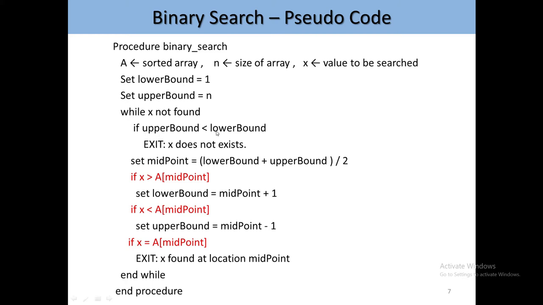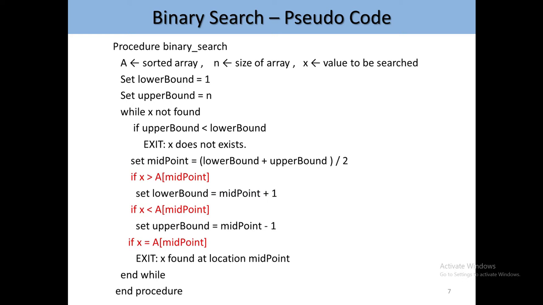If upper bound is less than lower bound, we have to exit. That means X does not exist. When this condition happens, upper bound is less than lower bound, that means the list is empty. So we cannot perform this binary search algorithm there. So simply we have to exit.